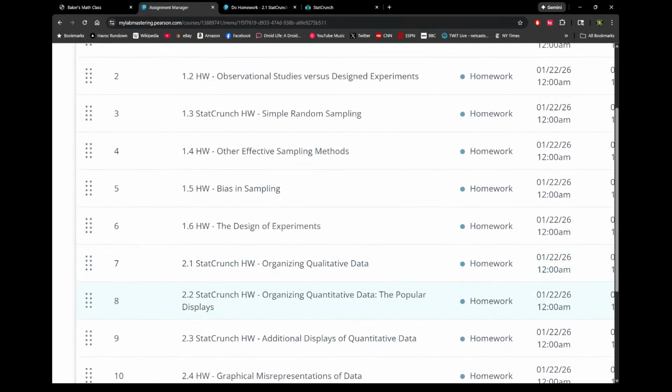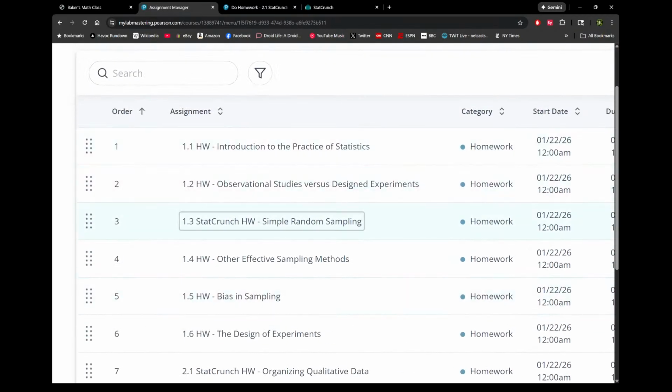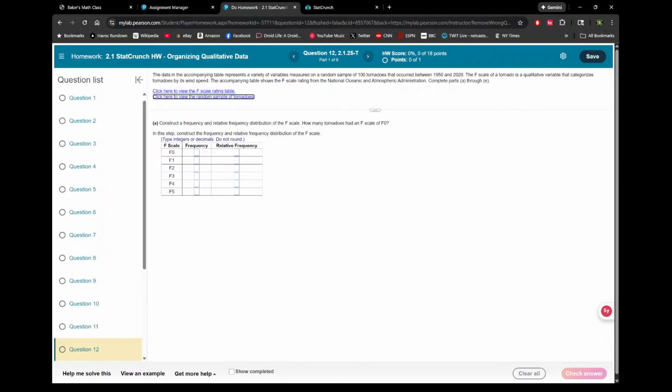So you'll notice some of the assignments say StatCrunch homework. StatCrunch is a website that's built into MyLab. It will allow you to do the calculations online, and it'll help you figure those things out. Okay? So when you go into your homework assignments, this is one of the problems here.